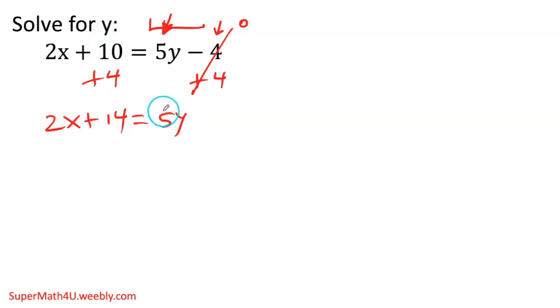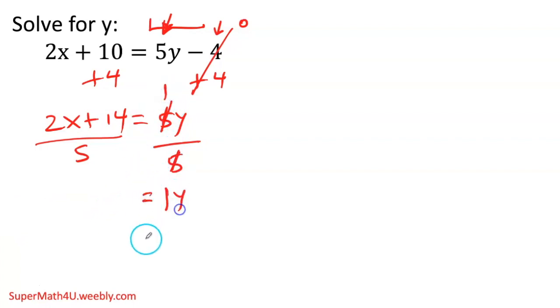I'm solving for y, therefore I have to get rid of that 5. This 5 is multiplying. Opposite of multiplication is division. Whatever you do on one side, you do on the other side. Now this 5 divided by this 5 gives you 1. Do I need to write 1y? Not really. You read it, it's not a problem at all.